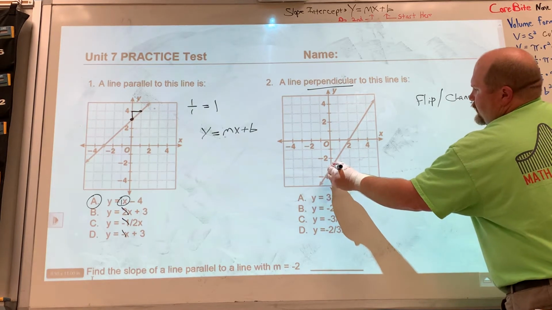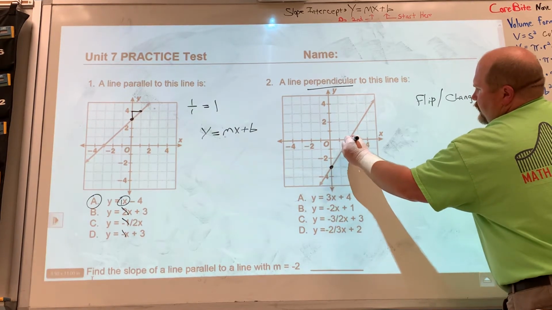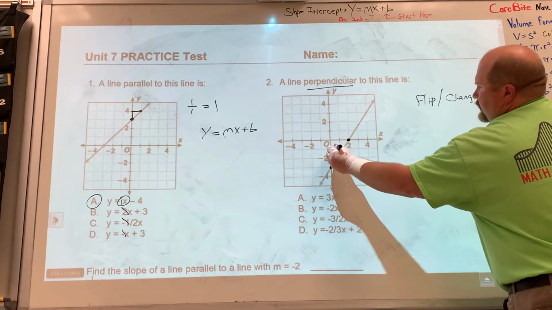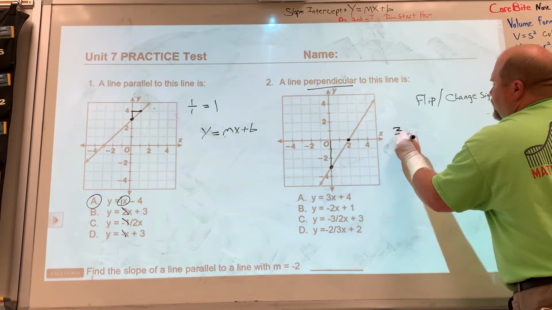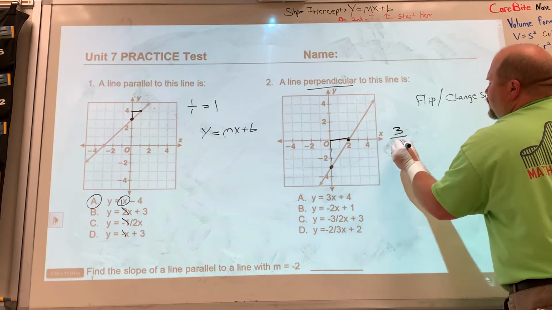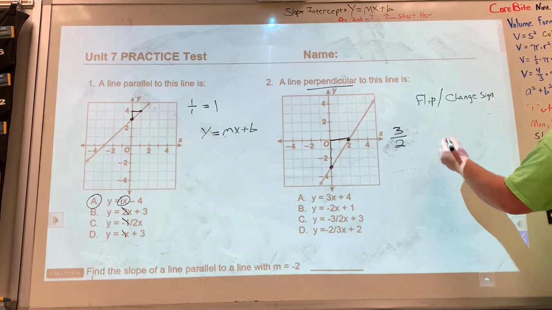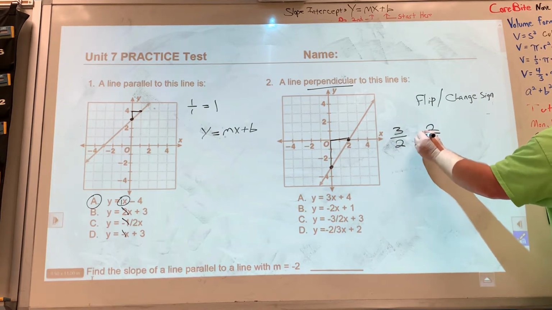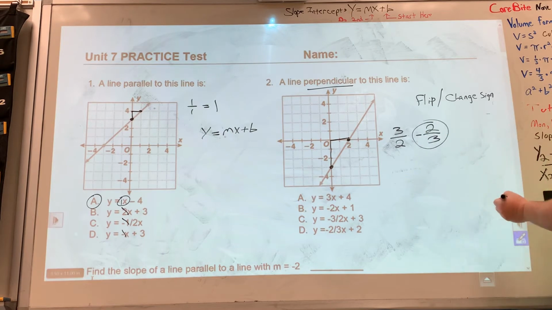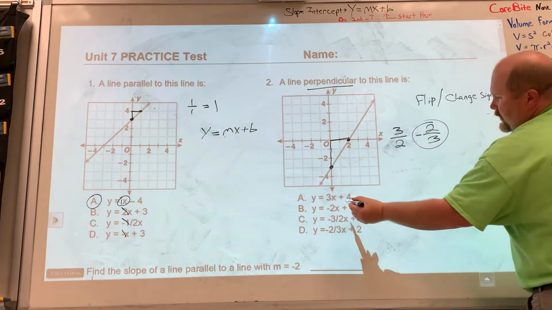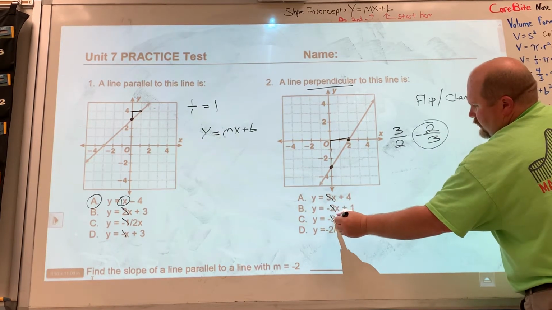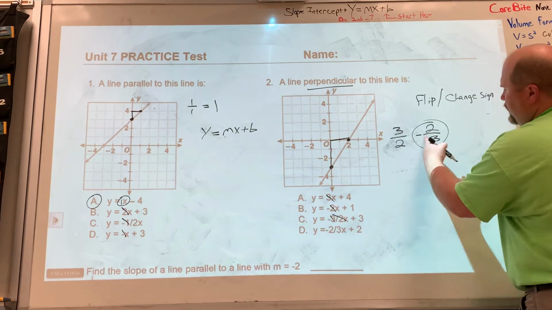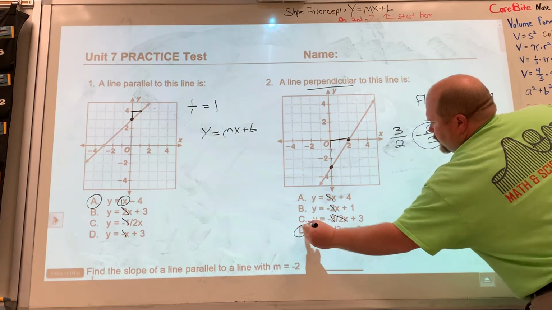I'll start here at the y-intercept, and another good point would be right here. So I'll go up 1, 2, 3. So that was 3 over 1, 2 to the right. So now I have to flip the fraction and change the sign. So there is a perpendicular slope. If we look at our choices, no, no, no, and then negative 2/3, choice D.